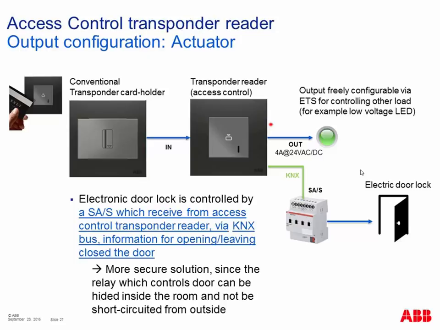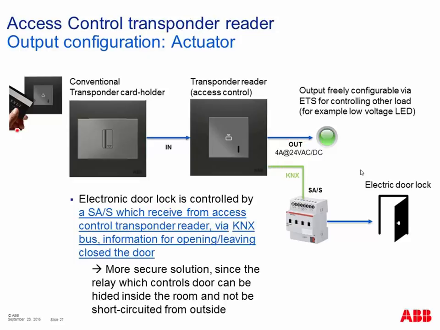It's like an output from the switch actuator, from a traditional KNX DIN product we have in the KNX range. In this configuration, how can I open my door, the electric door lock? I can do this using a KNX communication object.